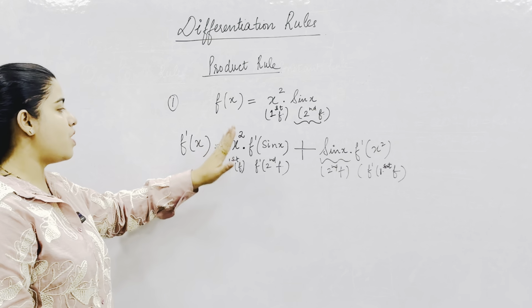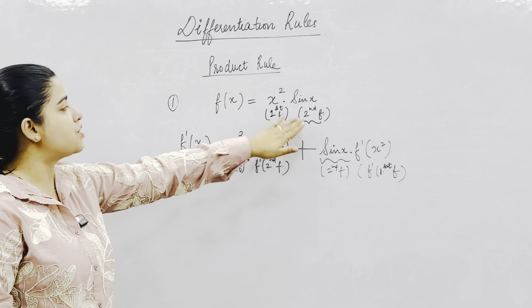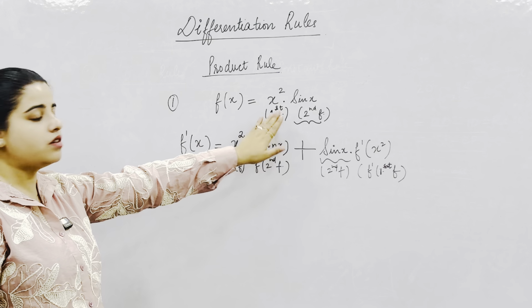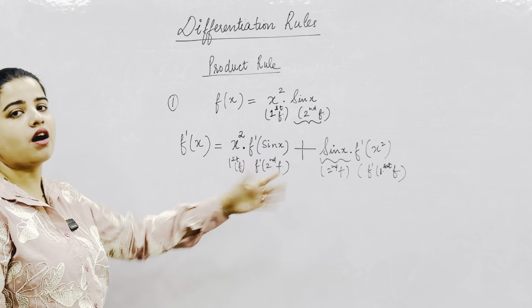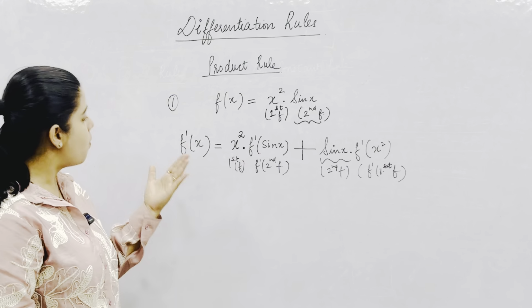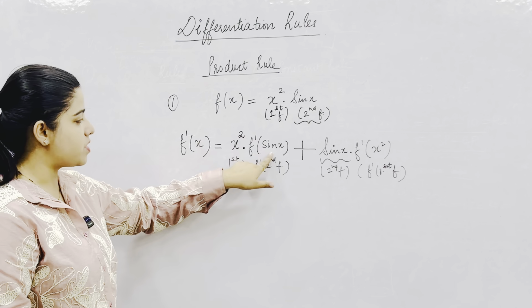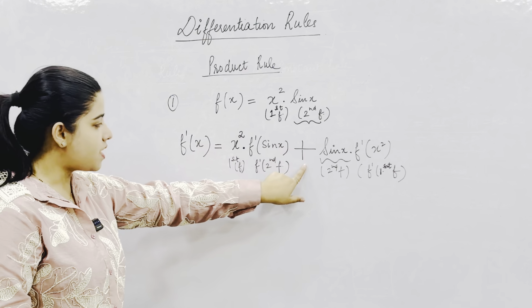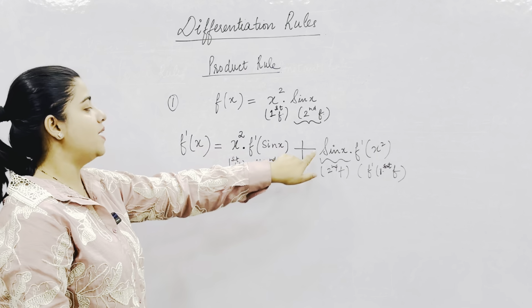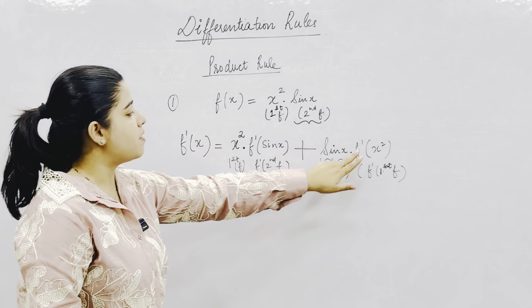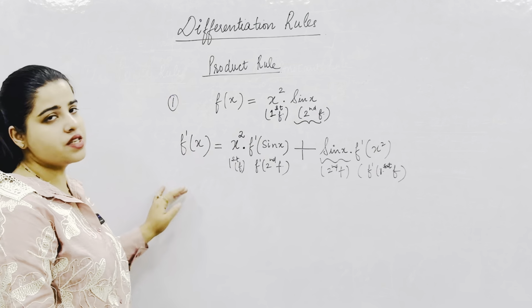Okay, so what your product rule says, whenever two functions are in multiplication with each other, or when two expressions are in multiplication with each other, we'll take the first function and then we'll multiply it with the derivative of the second function, then we'll use the sign of addition, and then we'll add the second function multiplied by the derivative of the first function.